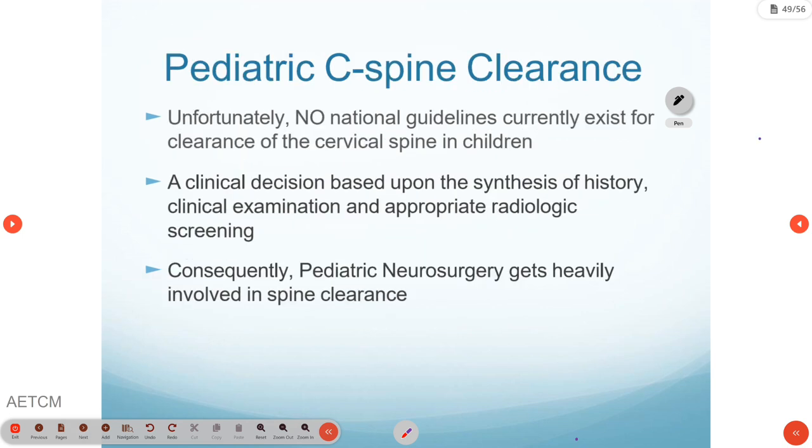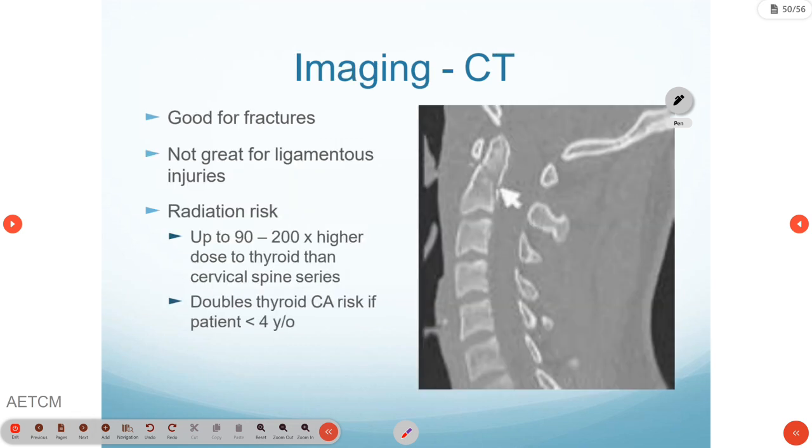There are no guidelines for clearance of the cervical spine in children, and the clinical decision will be based on your history, your examination findings, and your radiographic screening. It is better to involve a pediatric neurosurgeon if you are suspecting some spine injuries. Now coming to the imaging, if you want to rule out fractures, then CT will be better. But the problem is that if some ligamentous injury is there, it might be difficult to pick it up.